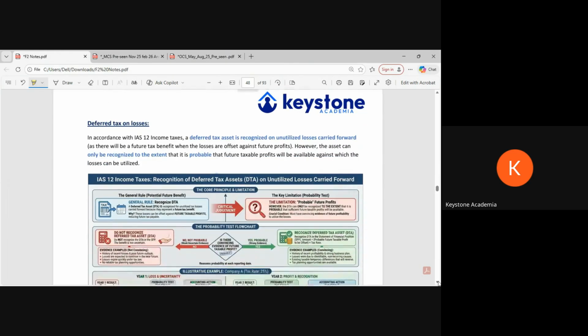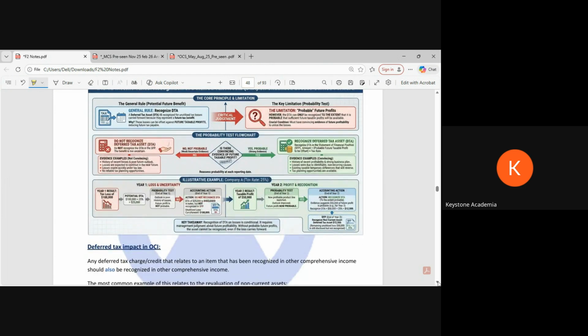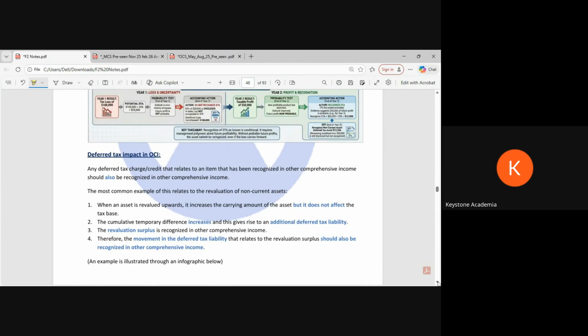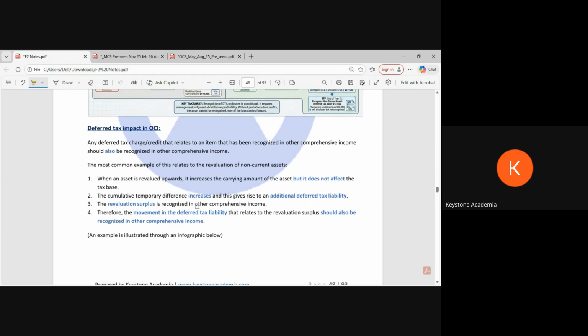Deferred tax on losses. In accordance with IAS 12, a deferred tax asset is recognized on unutilized loss carried forward. It will be taken as the next year's loss in profit and loss. Then other comprehensive income. So when we revalue the asset, we take it as other comprehensive income. We cannot put that into revenue. When an asset is revalued, usually property goes up. For the rest, if you look at machine, plant, the value actually goes down.